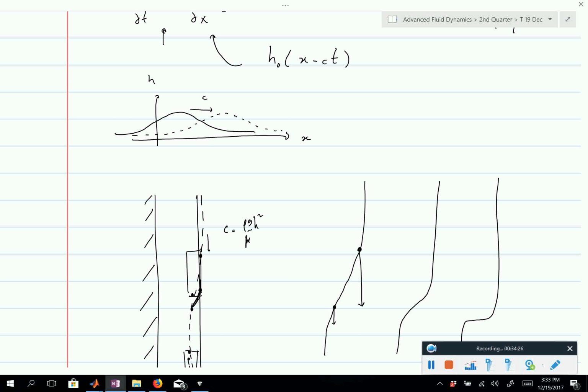Okay. So I think we've done enough lubrication problems. So on Friday I will start wave equations.